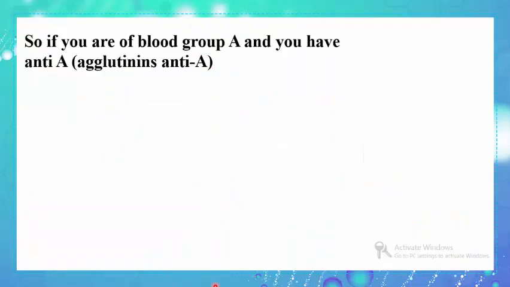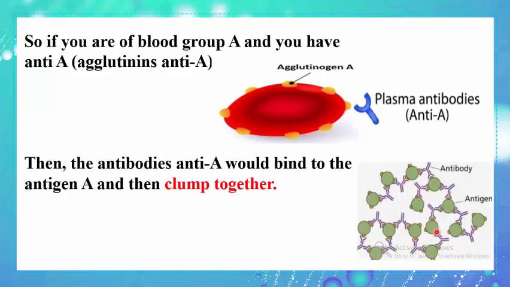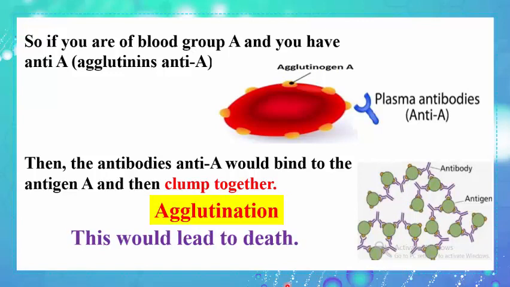Suppose that you are of blood group A, meaning you have on the surface of your red blood cell agglutinogen A, and in your plasma exists the antibody A. Thus, there is complementarity in the shape of the site of the antibody and the shape of agglutinogen A, causing them to bind and fit together. Once the binding occurs, like represented here in this figure, this causes agglutination. And once agglutination exists, it will cause the death of the individual.